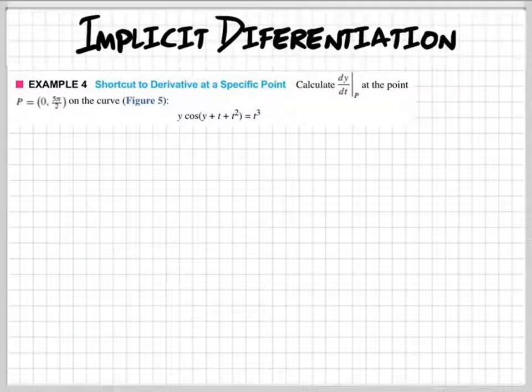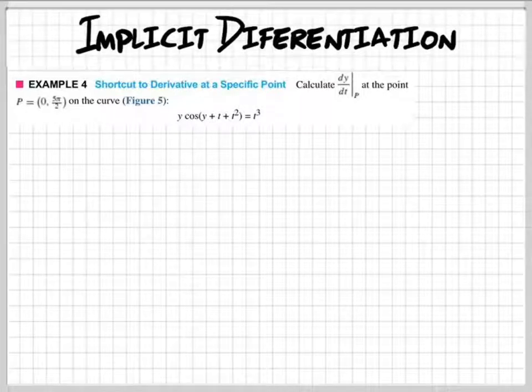Okay, now this question says calculate the derivative of y with respect to t at P. That's what this is all saying right here, so at the point right here on the curve. We're essentially doing exactly what we did right before this. We're finding the slope at a point. That's what we're going to do here.